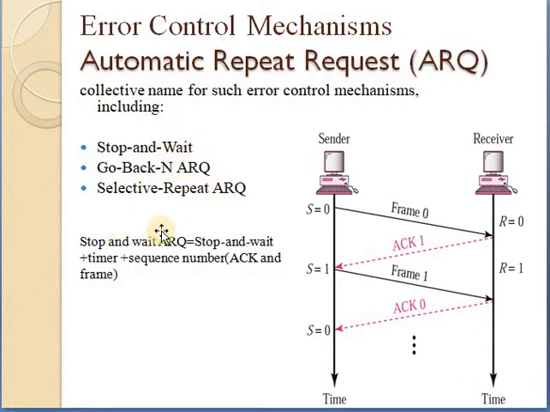Here stop and wait is the simple stop and wait flow control technique, plus a timer that is added whenever the sender sends a frame. At that time, the sender is equipped with a timer that starts every time a data frame is transmitted. And here the sequence number, meaning the acknowledgement number and the frame number, is included.